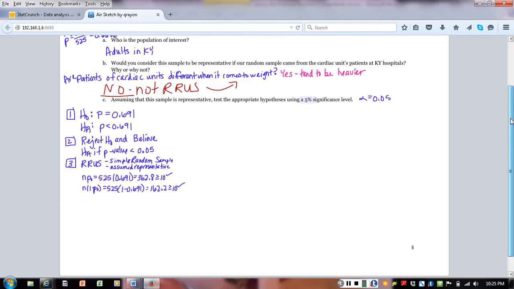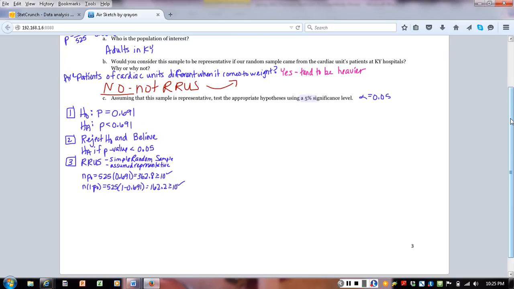Next part of step 3 is our test statistic. So kind of quickly label, so this was our conditions. Now we're going to do the test statistic. So first, the formula we see on our formula sheet. So I'll just go ahead and write it out here real quick.